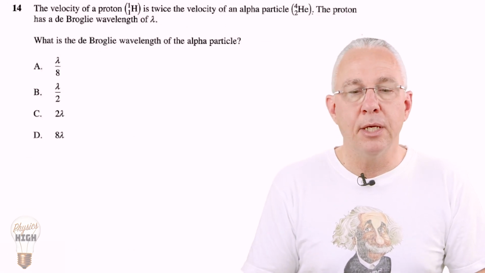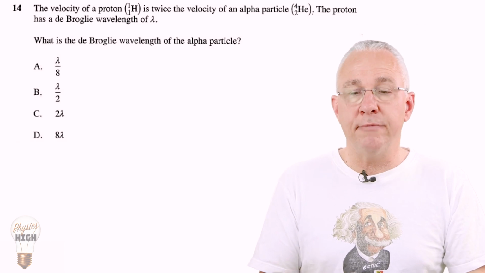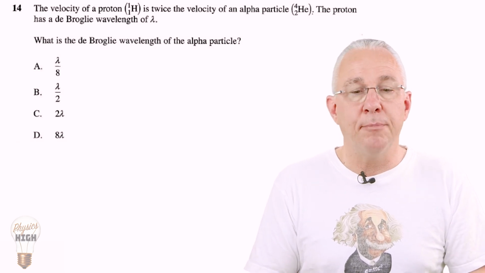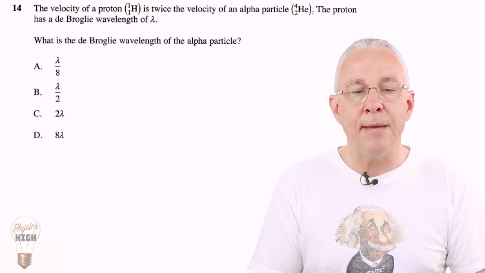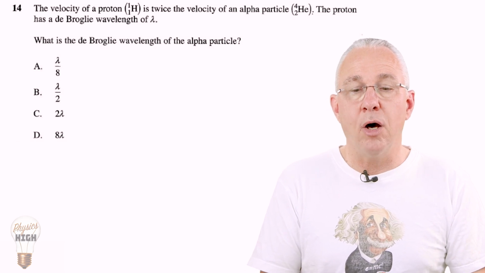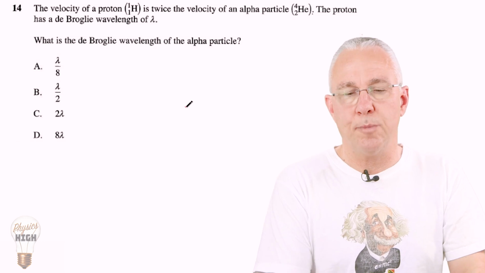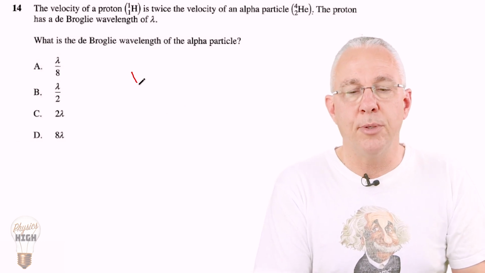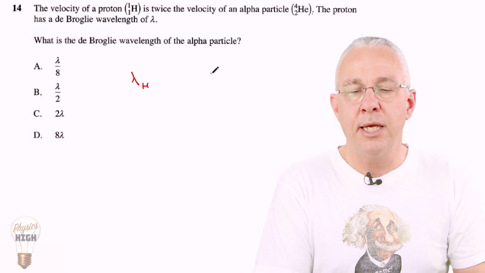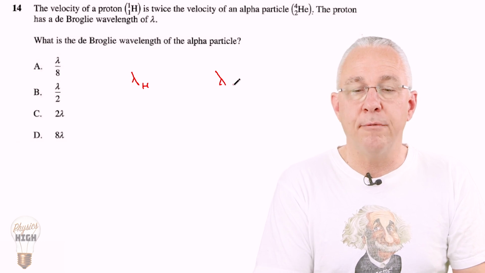Question 14. The velocity of a proton is twice the velocity of an alpha particle, and the proton has a de Broglie wavelength of lambda. What is the de Broglie wavelength of the alpha particle? So what we're going to do is compare the two. And so what we say is the de Broglie wavelength of the hydrogen we want, and the de Broglie wavelength of the alpha particle, which I'm going to write HE here.